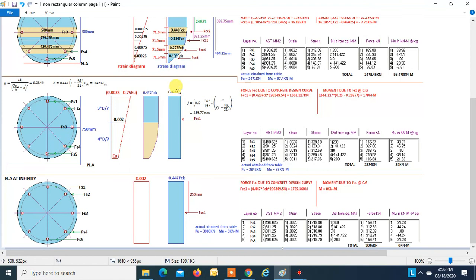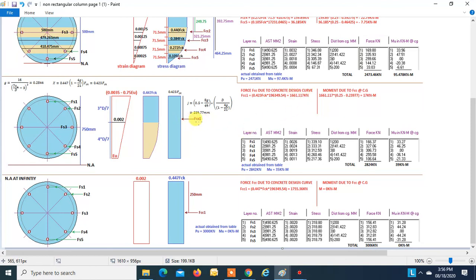Now once we get this stress, then we have to find the distance J, where this FCC1 falls. So this is the formula, and we get this as 239.77 mm. So in this case, we only have one force due to the concrete design stress diagram, that is FCC1. So how to find FCC1? Simple. FCC1 is equal to 0.423 FCK into area of this circular section. That will be the force.